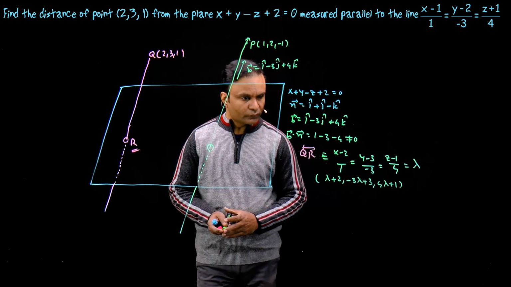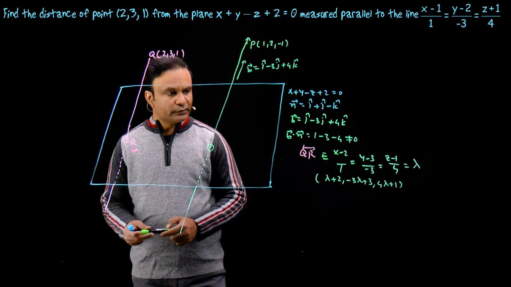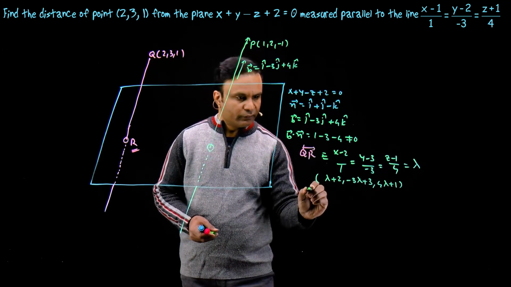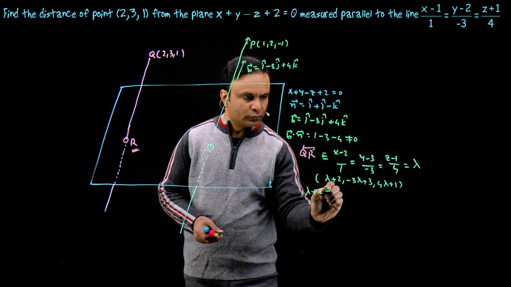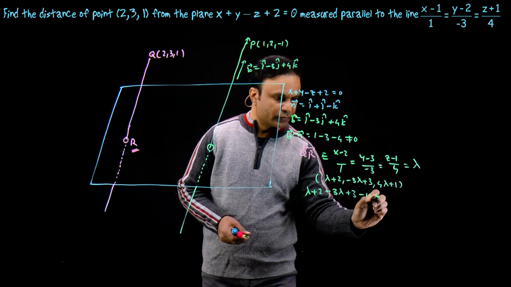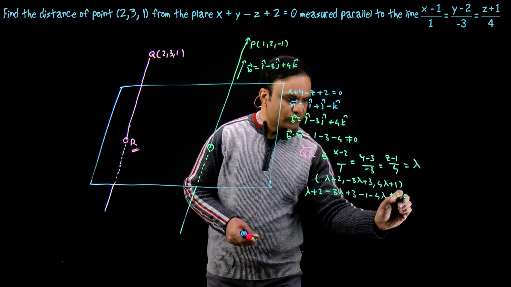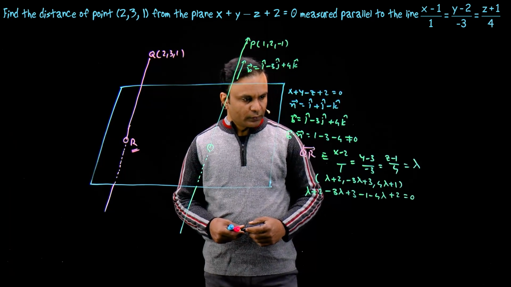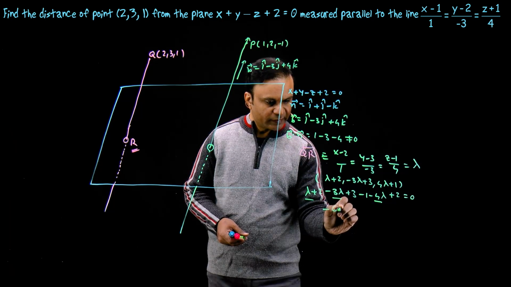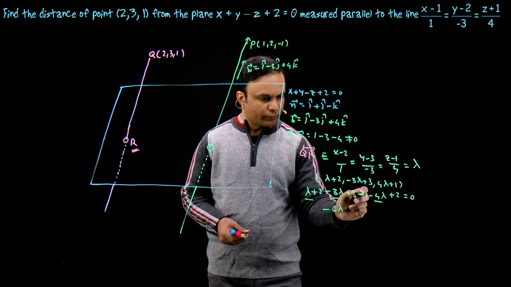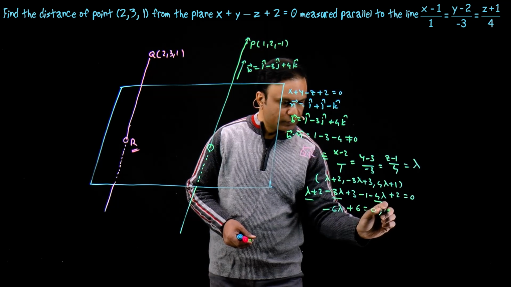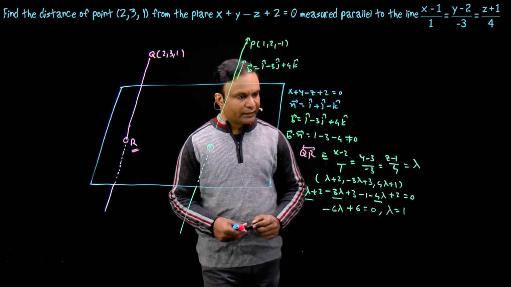Okay. Now we want point R, so for that I will put this point in the equation of plane. We have lambda plus 2 minus 3 lambda plus 3 minus 1 minus 4 lambda plus 2 is equal to 0. Let's solve this. We have lambda minus 3 lambda minus 4 lambda, that is minus 6 lambda, 2 plus 3, 5 minus 1, 4 plus 2 is equal to 6. So we have minus 6 lambda plus 6 is equal to 0. From this, value of lambda is 1.